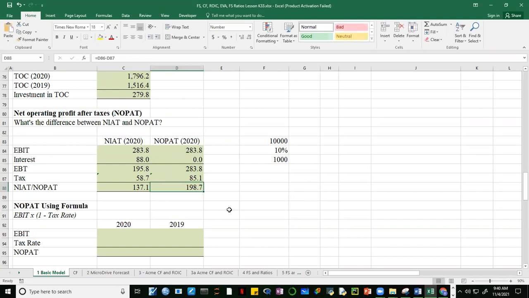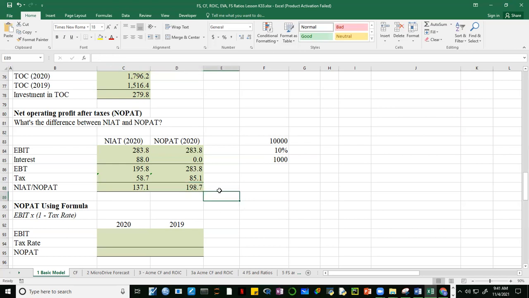Will operations be happier with this? Yes, because now they're going to be evaluated based on this and not based on this. If we were operations, we'd be happier being evaluated based on the 198.7 that we generated versus 137.1, right? Because it's bigger. So if the EBIT, guys, is positive, then the NOPAT will always be greater than the NIAT. And if we're operations, part of the management, we would want this.